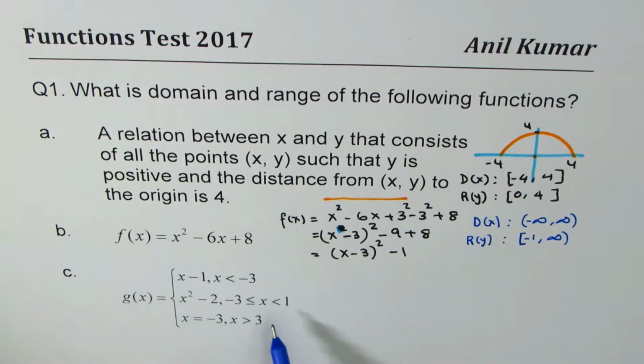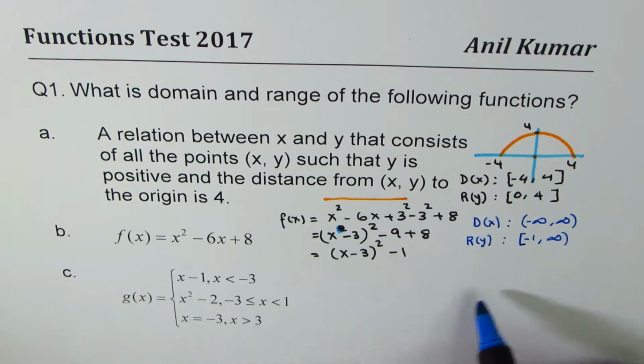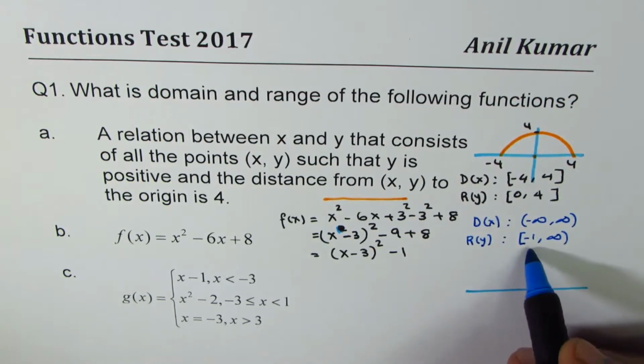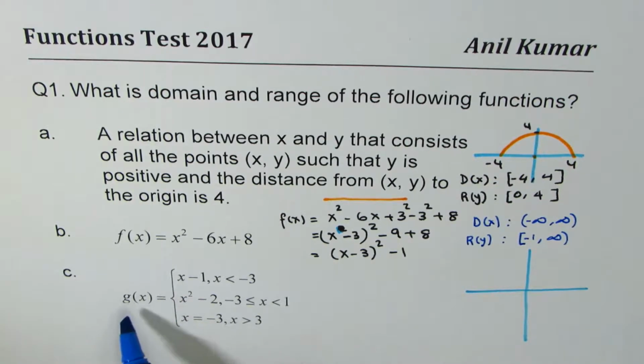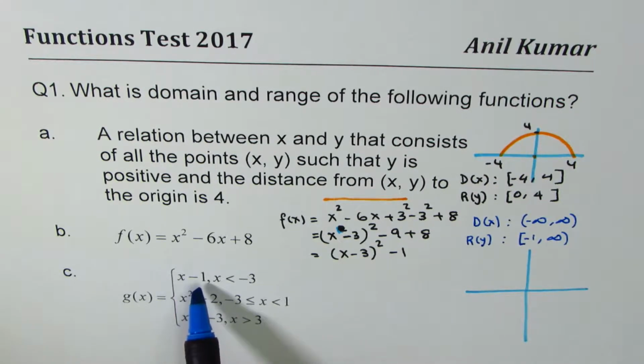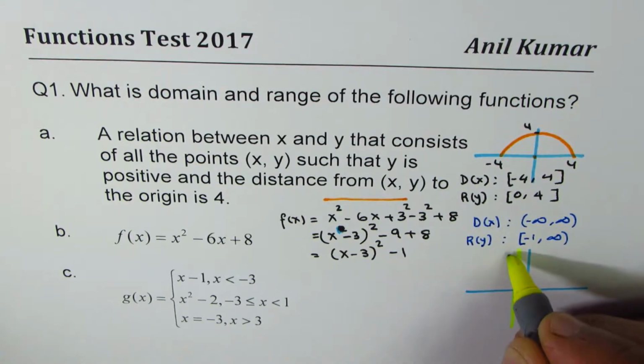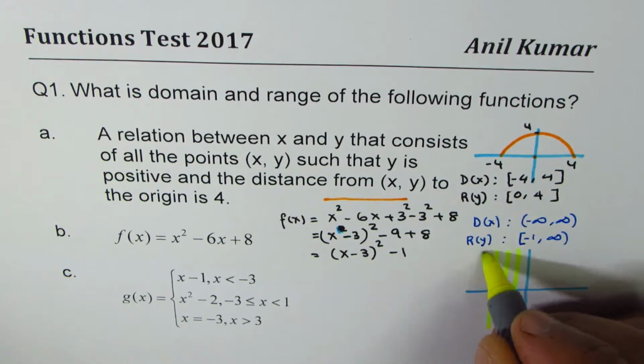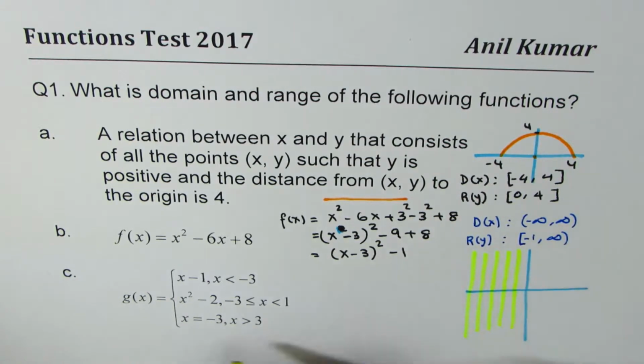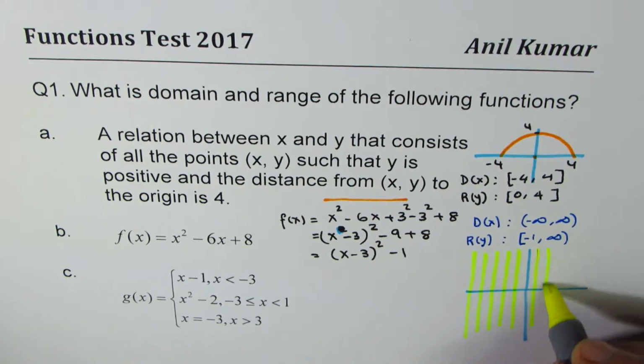Now let's look into the piecewise function. It's better to sketch the piecewise function to clearly find domain and range. So we'll just make a small graph here. We're talking about g of x, which is a linear function when x is less than minus 3. So let me create a grid here. Let's say minus 1, minus 2, minus 3, minus 4, minus 5. On the positive side, we are going up to greater than 3. So let's go 1, 2, 3, 4, and 5.